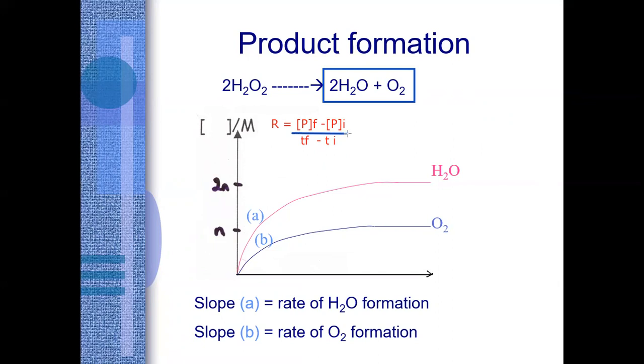Does this look familiar to you? My product concentration is the y-axis. My time is the x-axis. So in other words, this formula stands for y2 minus y1 divided by x2 minus x1. Can you see or not? Are you familiar with this equation? What does this equation stand for?